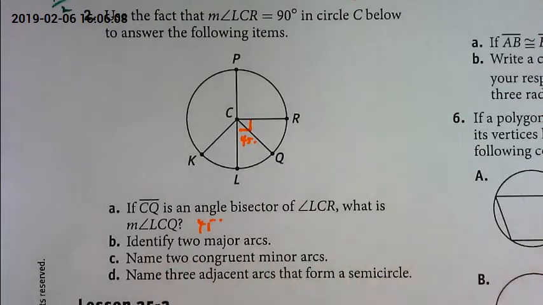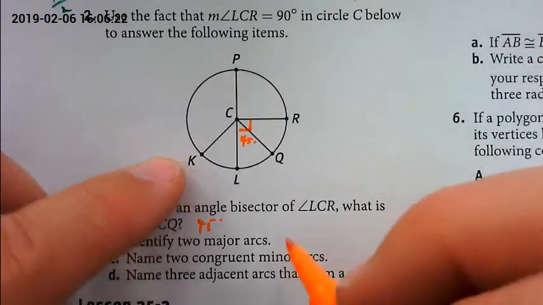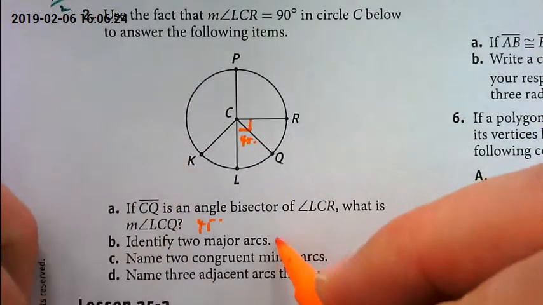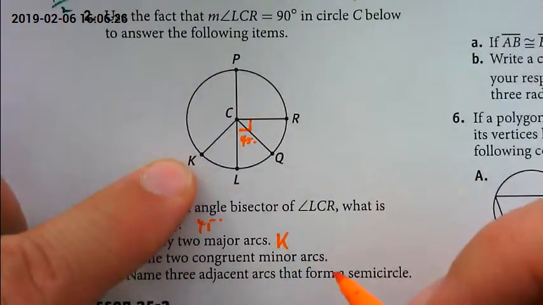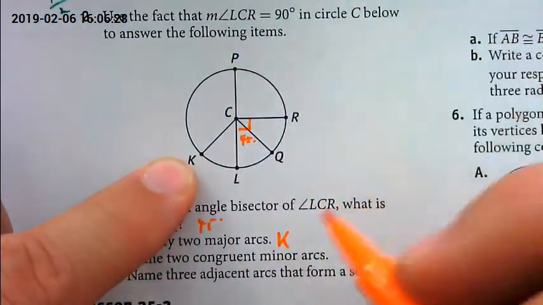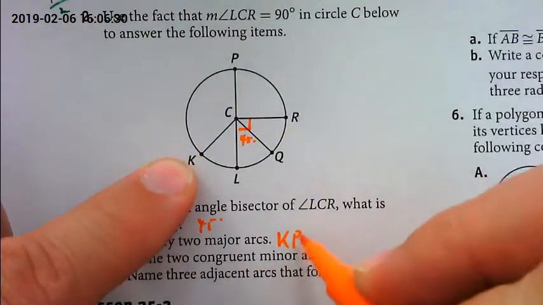Identify two major arcs. Now, is there more than two major arcs here? Yeah, there's a lot of major arcs. Anything that's greater than 180 but less than 360 is a major arc. So let's say I start with K. Can somebody give me a major arc that starts with K? KPR. So if I went around that way, that'd be more than 180.